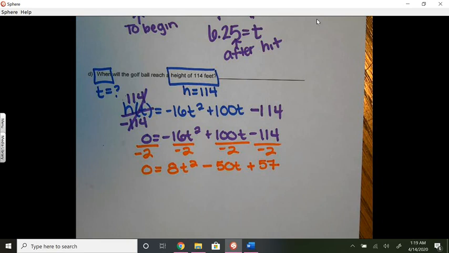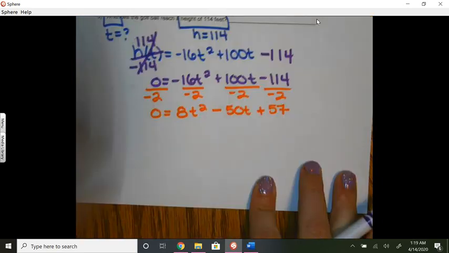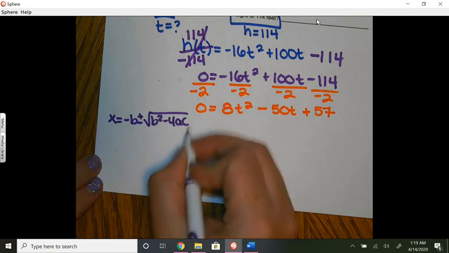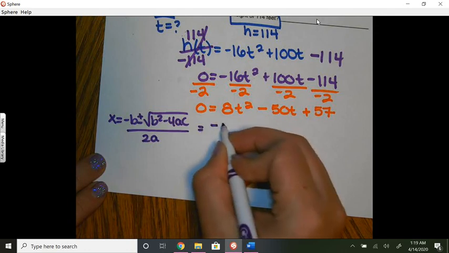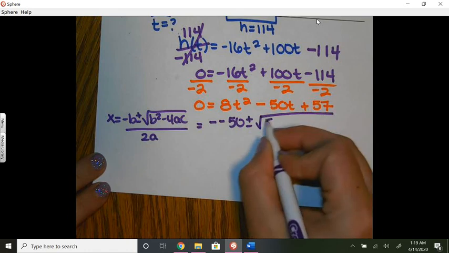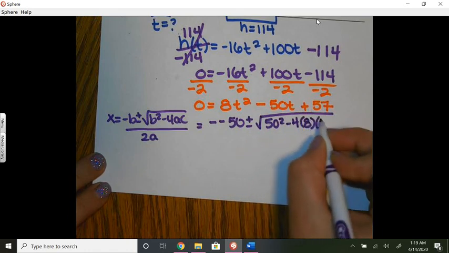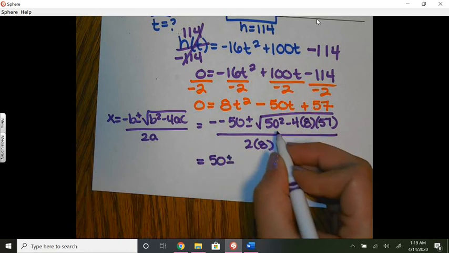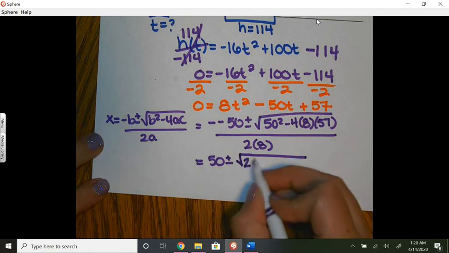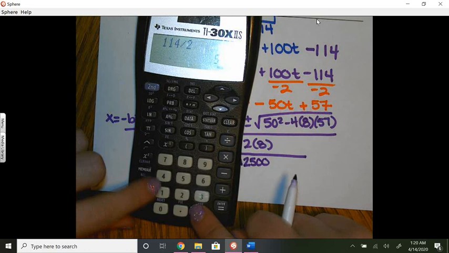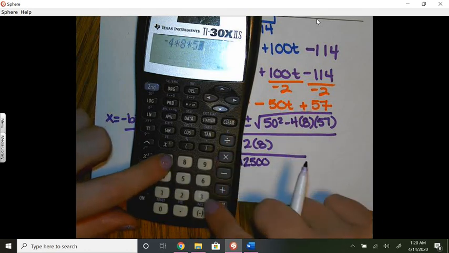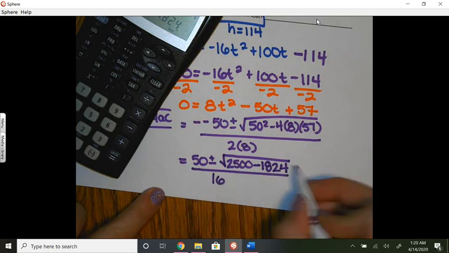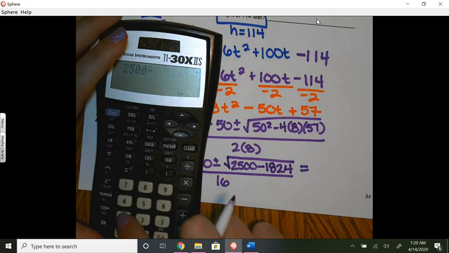Okay. So now I could either try to factor it, but because these numbers are larger, I'm going to actually use the quadratic formula. So remember, that's -b plus or minus the square root of b squared minus 4ac, all over 2a. So I'm going to have -(-50), plugging in the numbers. So I'm going to have 50 squared, and then we're going to have -4 times 8 times 57. So then we have 2,500 minus 1,824.